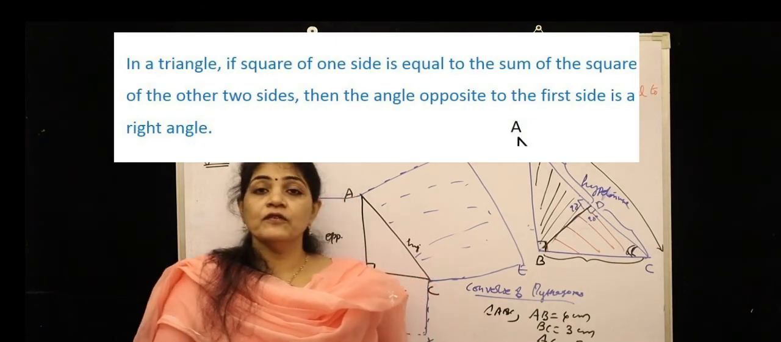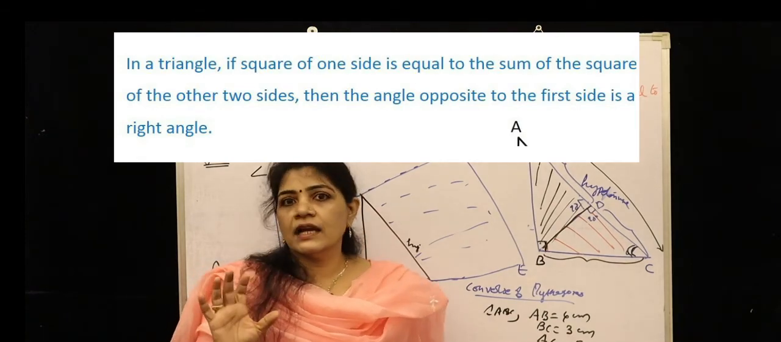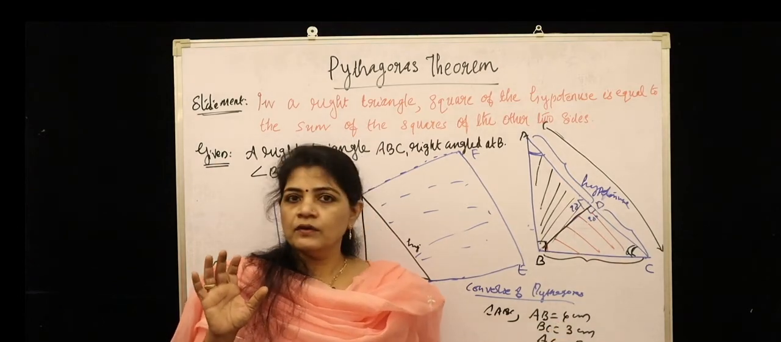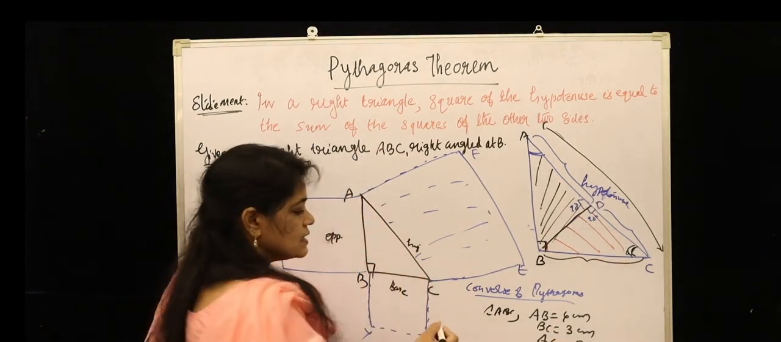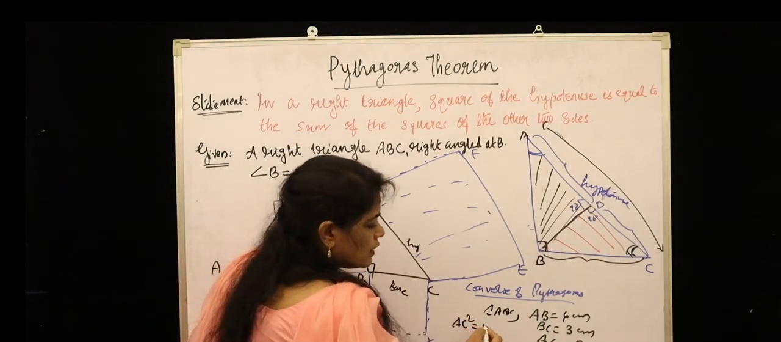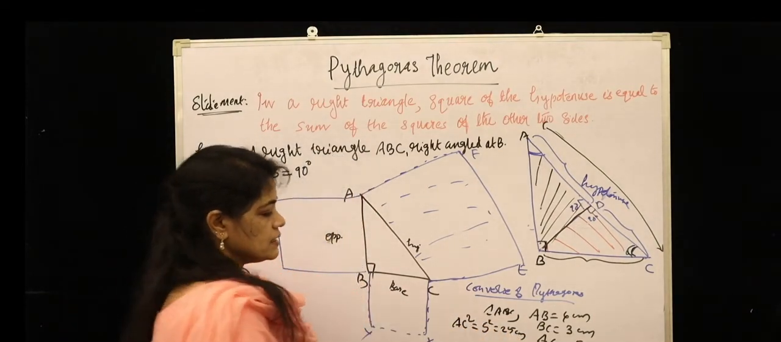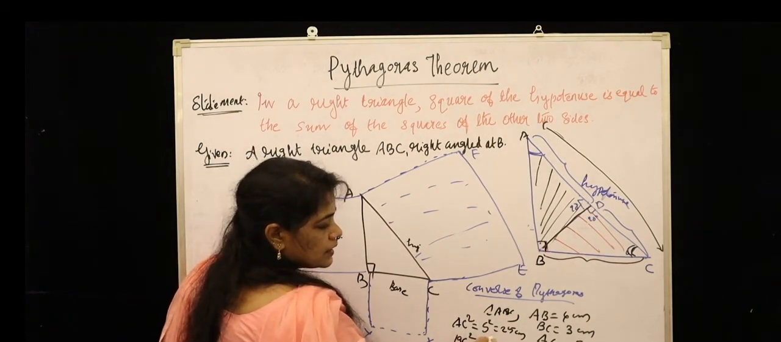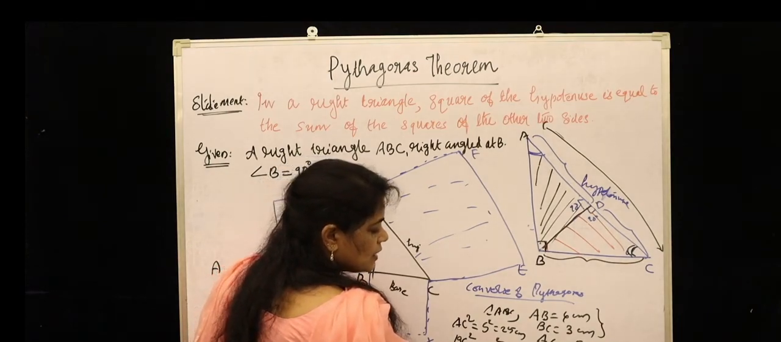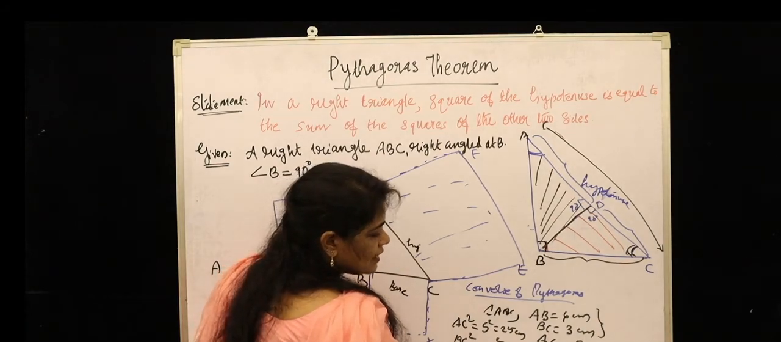For that, children, how can we apply this converse part here? Here we know that the longest side is the hypotenuse. So here 4, 3, 5. Take the AC square of the longest side. That means 5 square, that is 25 centimeters. I am taking BC square and AB square, the other two sides. That means 3 square, that is 9, and AB square is 4 square, that is 16.